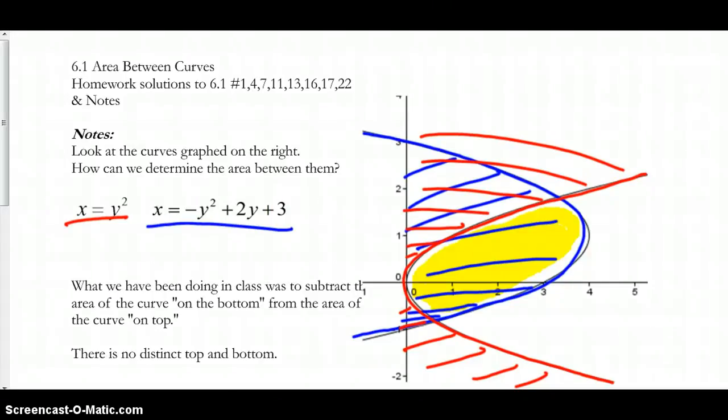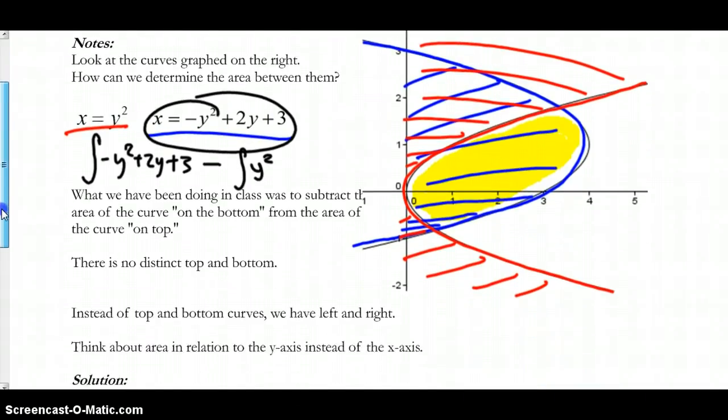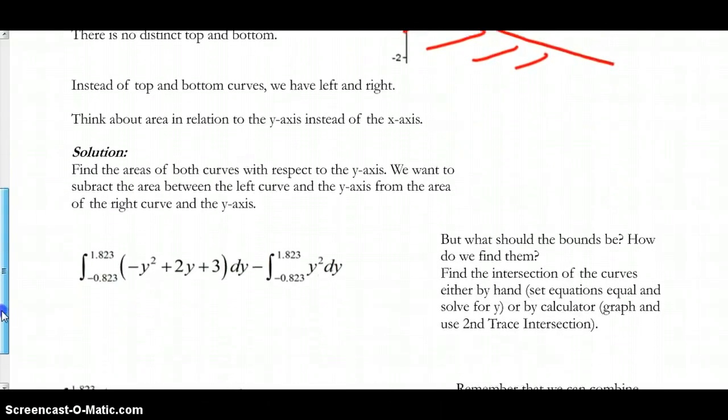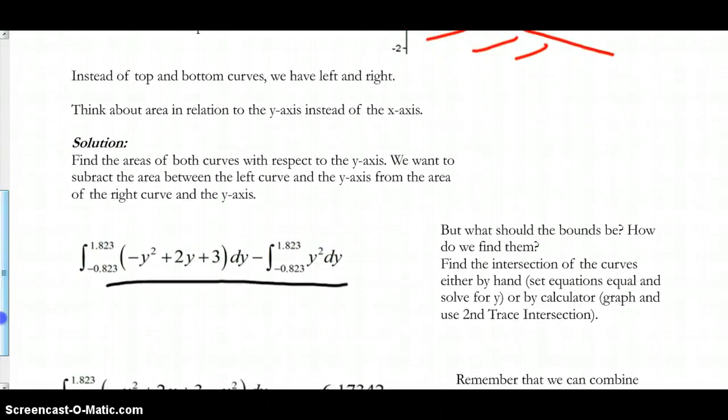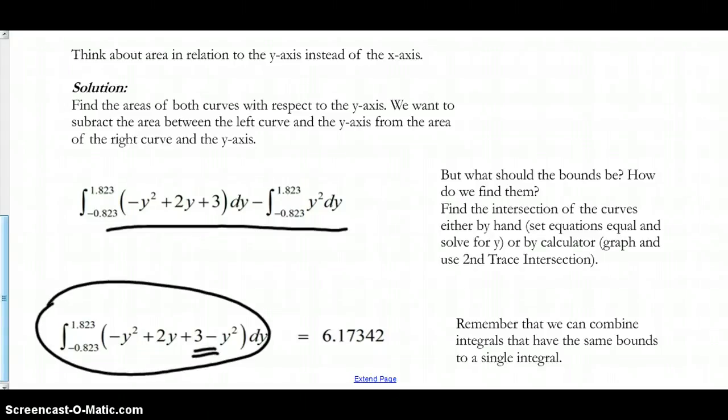So when we do our integral, we're going to be taking our blue curve, finding its area, and subtracting the area for our red curve. Keep in mind that you can write integrals that were differences as a single integral of a difference.